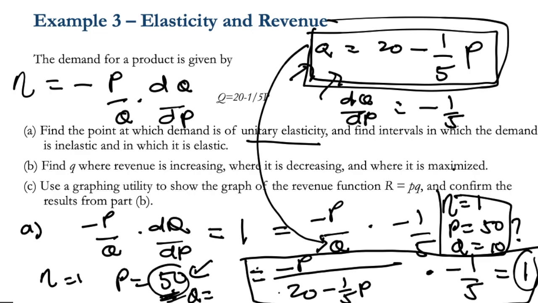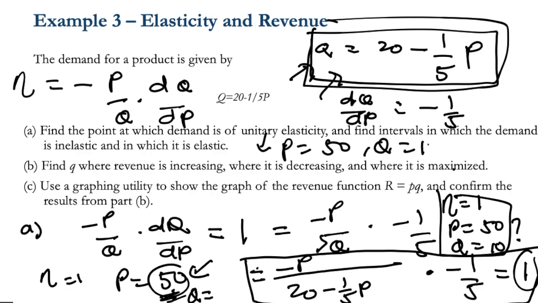Now let's go back to question A because we haven't fully answered question A. Find the point at which demand is unitary elastic. The demand will be unitary elastic at the point in which price equals 50 and quantity equals 10. That's the answer. Now, find the interval in which the demand is inelastic and in which it is elastic. How to find the interval?